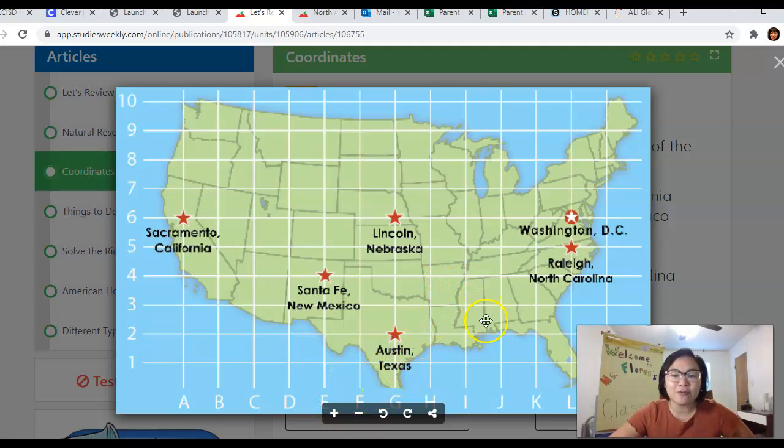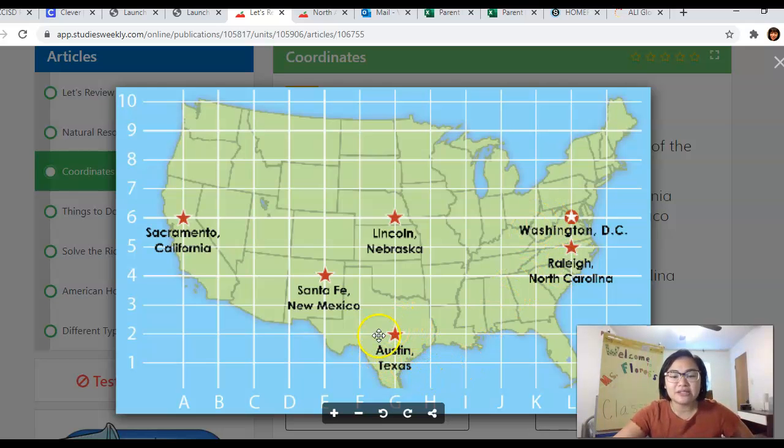Let's go ahead and try one. Our nation's capital is Washington, D.C. What are the coordinates for our nation's capital? I like to start on the bottom where the letters are, so I know I'm on letter L because it comes up to Washington, D.C. And then I'm going to count how many spaces, like how many numbers I have. So I have L, 1, 2, 3, 4, 5, 6. So what coordinate is it? It's on L6.